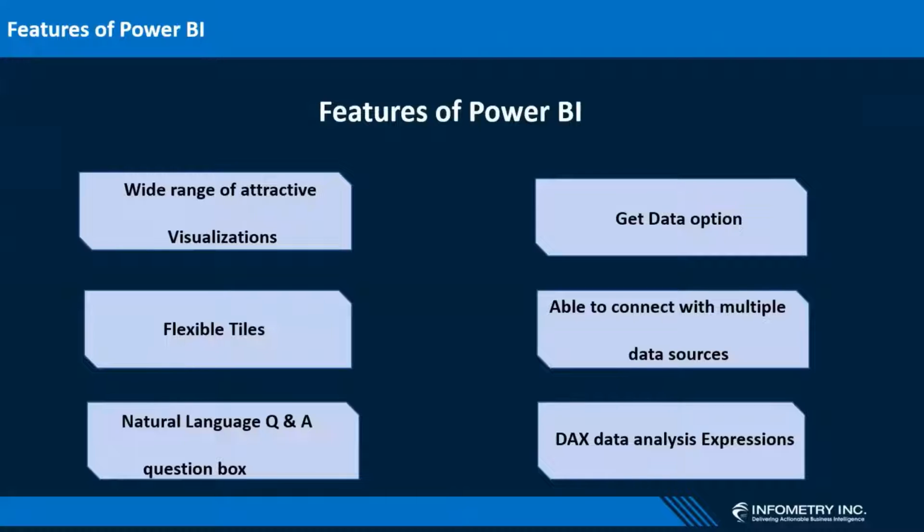The next feature is the Get Data option. The Get Data feature allows Power BI users to select from a range of data sources. The data sources are anywhere in the spectrum from on-premise, unstructured, or structured. New data sources are added every month.